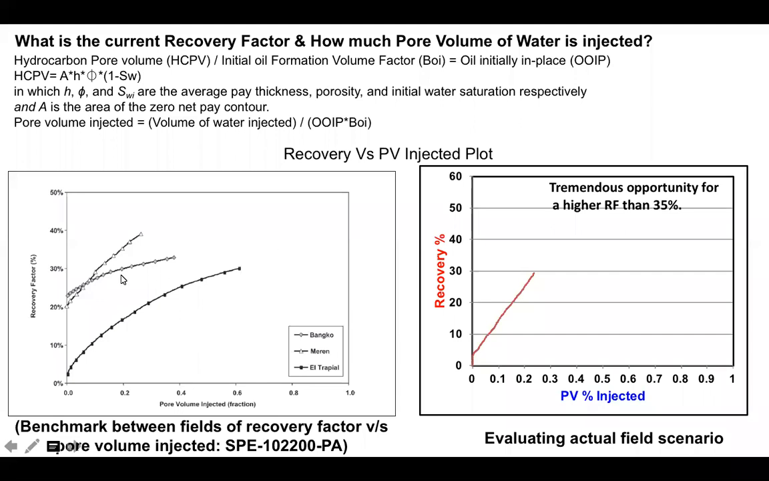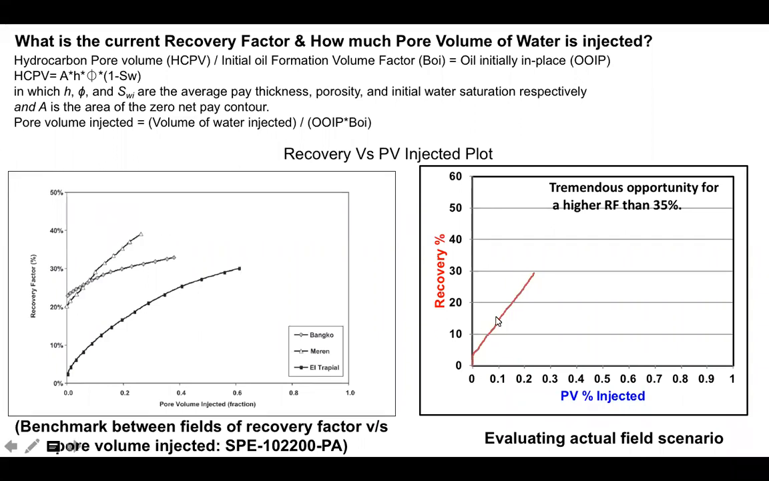But for the Marco field, we see that the recovery factor increases very gradually with increased pore volume injected. But for the Marin field, the plot is going nearly vertical, which shows that the field has immense opportunity to increase its recovery with more pore volume injected.